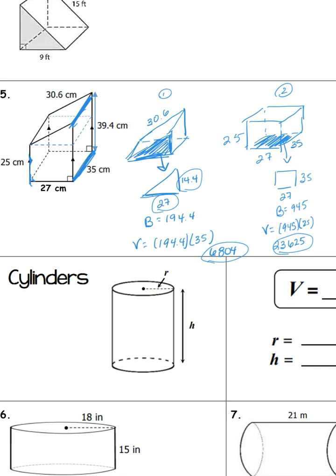So to find the total volume, all I need to do now is add these two numbers together. So we're going to take 6,804 plus 23,625, and we get a total of 30,429 centimeters cubed. So that's how much space could fit in this. Now, unlike surface area, we're not going to subtract anything, because just because they're stacked on top of each other isn't going to change how much fluid I can stick in them. It's just going to keep building up. We don't have to subtract anything from those.